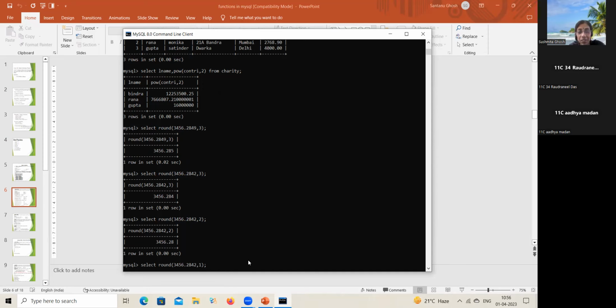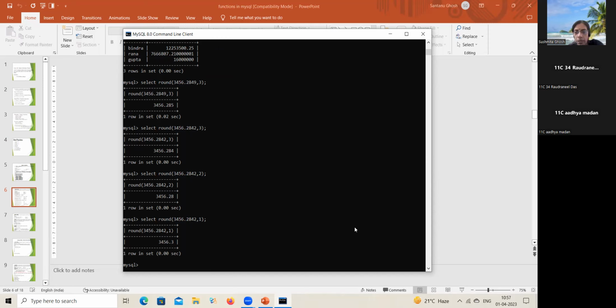Okay. And when I want my answer up to 1 decimal place, I will check the second decimal place value. More than 5. So this will be rounded off to the next digit. So ultimately, in this case, my answer is 3456.3. You get my point? Yes. Correct?